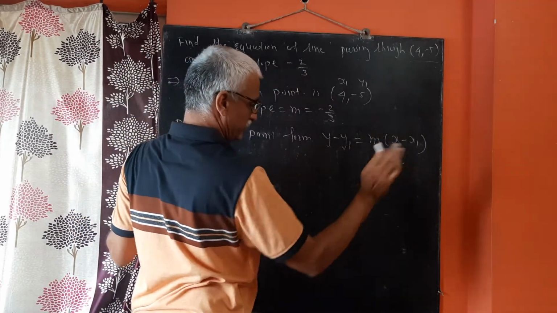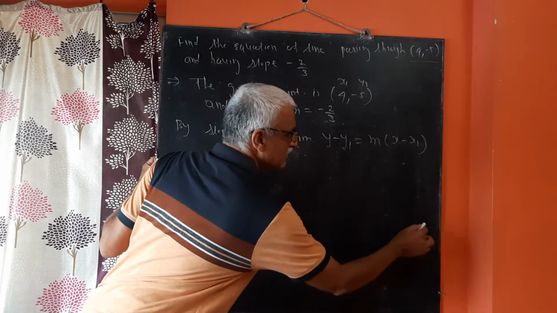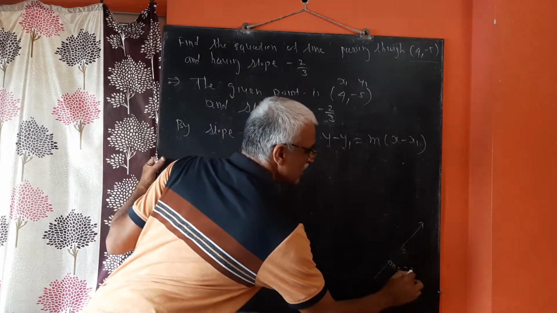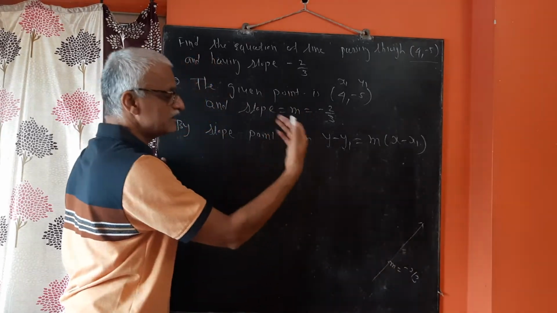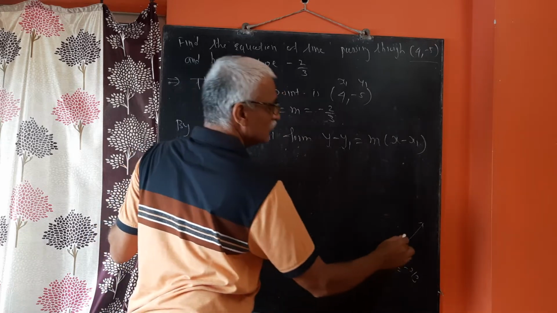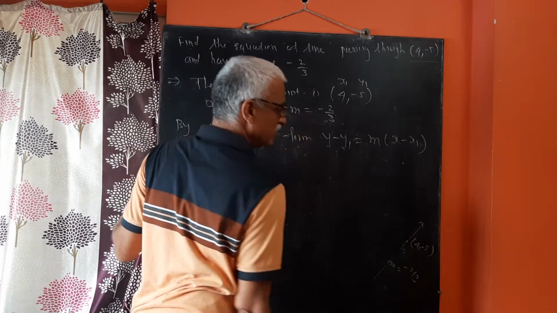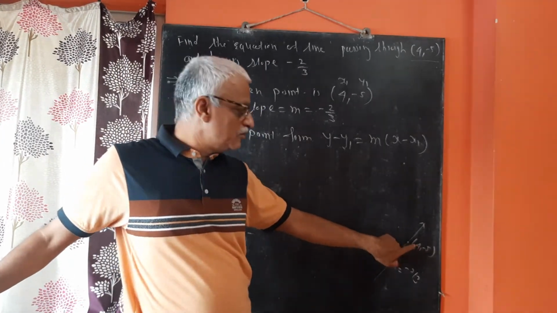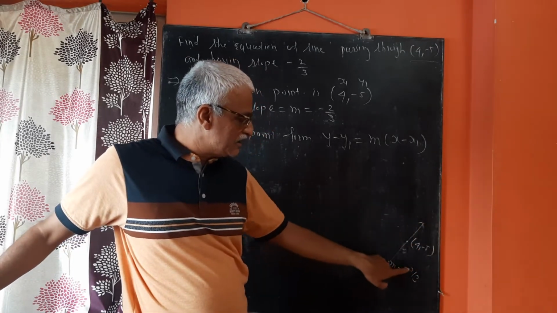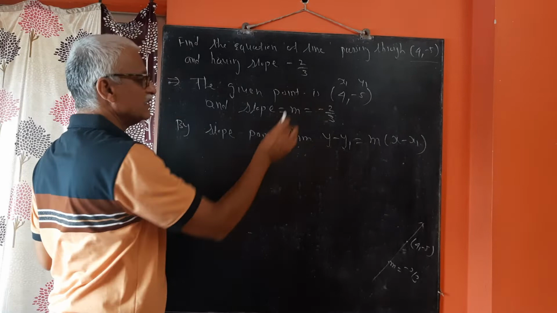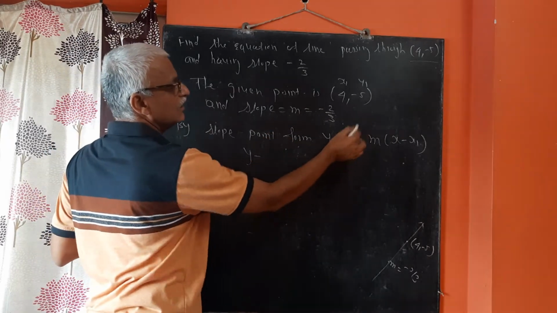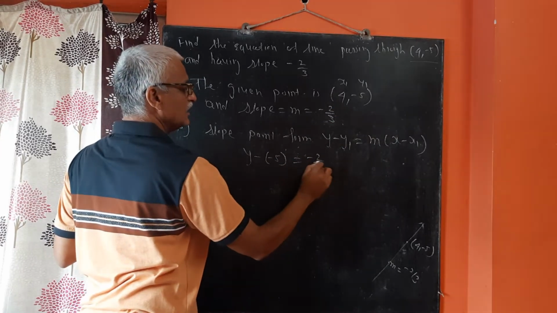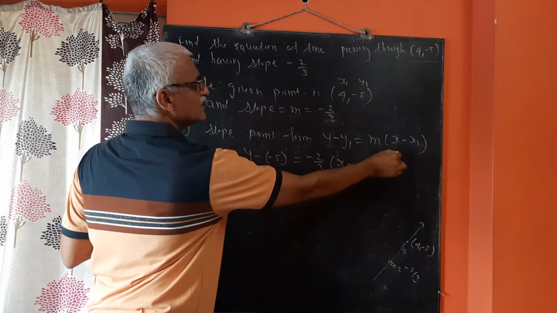Let me draw here. This is the straight line. The slope is given. Here m is equal to minus 2 by 3 and the point is given. Let us say here is that point whose coordinates are 4 and minus 5. So we have to find out the equation of line passing through the point 4 minus 5 and the slope of that line is given as minus 2 by 3. So substituting the values here, we get y minus y1. y1 is minus 5, so minus of minus 5 is equal to m, m is minus 2 by 3 into x minus x1. x1 is 4.